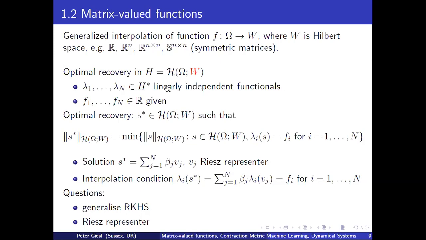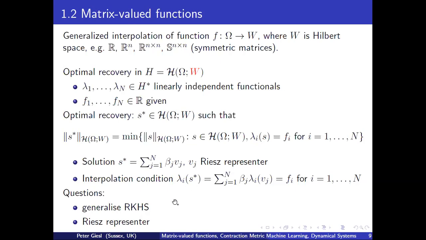And the optimal recovery is basically the same problem. So our Hilbert space is a Hilbert space of functions from omega with values in W. But again, we're given linearly independent functionals in the dual with certain values f_1 to f_n, and the recovery problem is the same as before. It needs to satisfy this interpolation condition, so lambda_i of s is f_i, and it minimizes the norm of the Sobolev space. And the solution, because that was the solution in any general Hilbert space, is still a linear combination of the Riesz representatives, and the betas can be found by the interpolation condition.